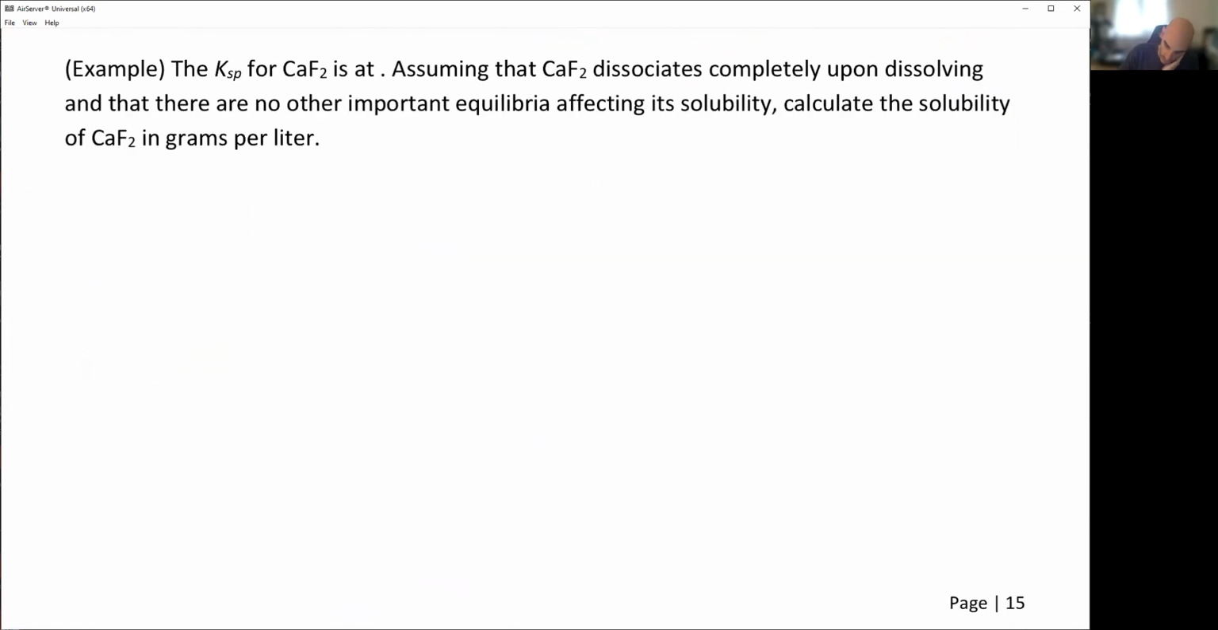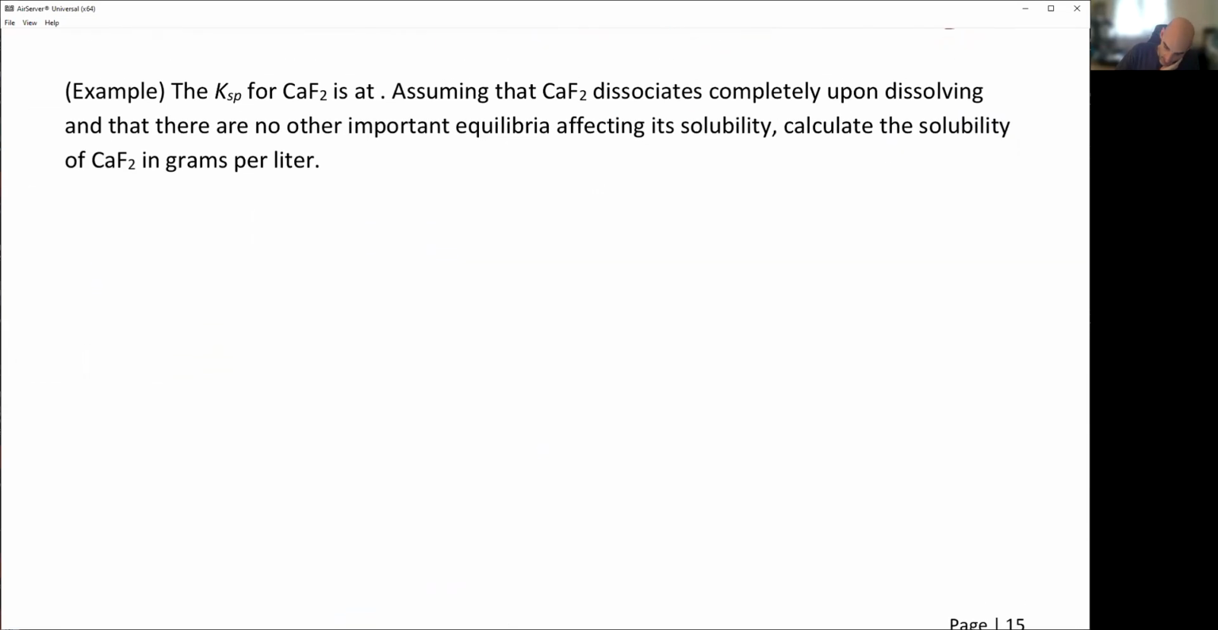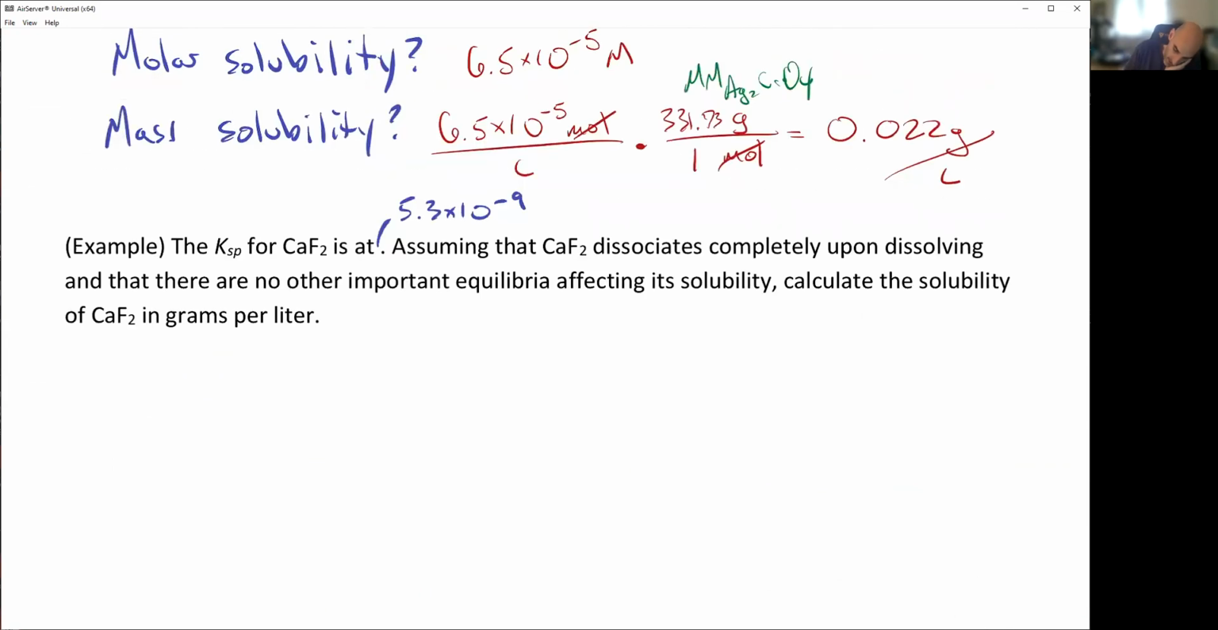So for the Ksp for calcium fluoride, I'm going to give you this value: 5.3 times 10 to the negative 9. So in this case, I am giving you Ksp, and I want to know the solubility.